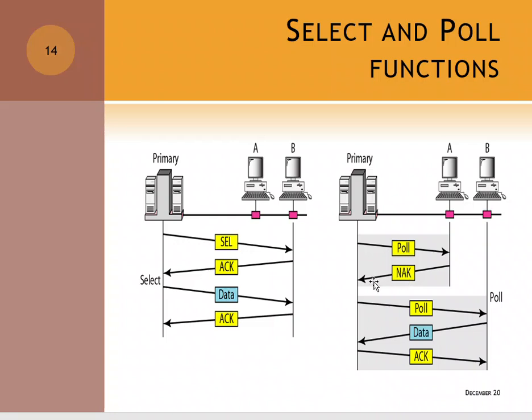Okay, jadi primary bila menerima negative acknowledgement daripada A, dia akan give chance to B. Okay, dia akan poll, sending poll to secondary B. So B, katalah B has something to send to primary. B will reply with the actual data. Then primary, when it receives the data from B, dia reply with acknowledgement. Okay. So this is the difference between select and poll.